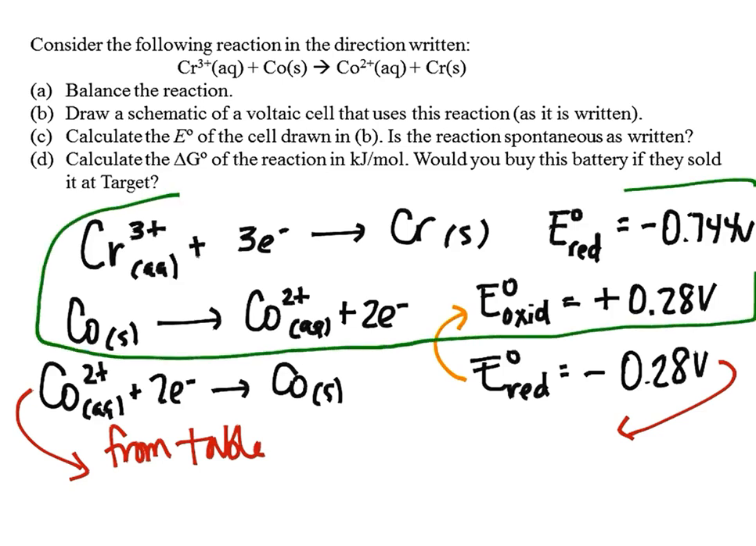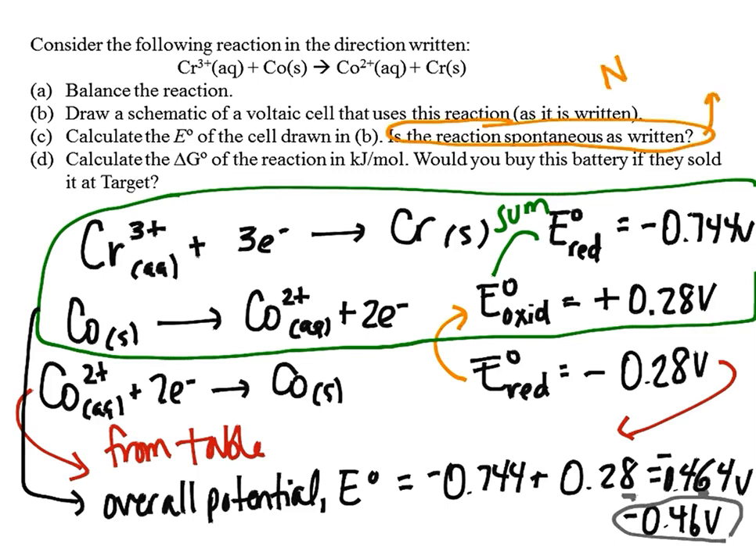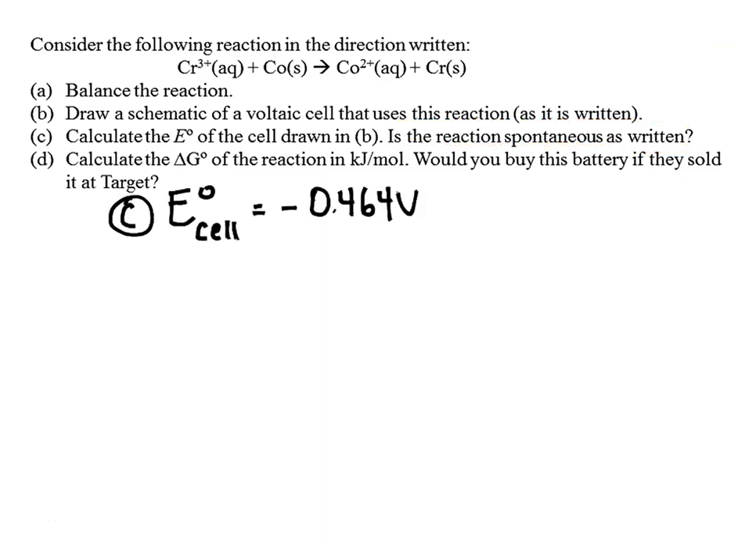So these top two reactions are what we add together to get the overall reaction, which means we sum these two, the reduction potential and the oxidation potential, and that gives us the overall potential, which is negative 0.464 volts. This is a non-spontaneous process the way we've written it. So the answer is no, it is not spontaneous, and we're rounding to negative 0.46 volts because of the 0.28. So now we're answering the question, is the reaction spontaneous? And the answer is no, because it has a negative potential. E is negative.